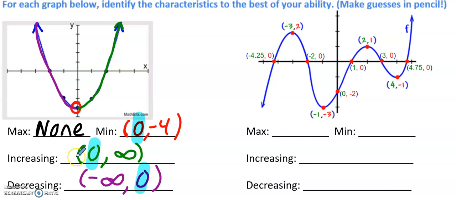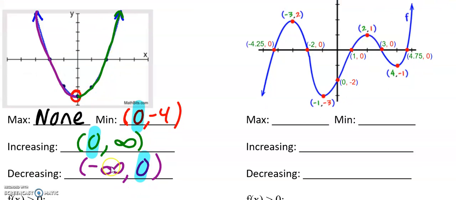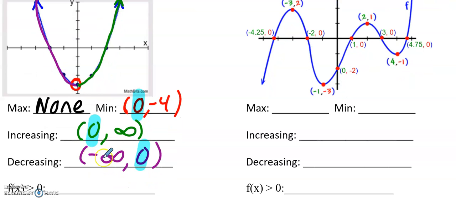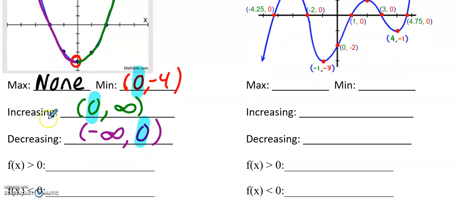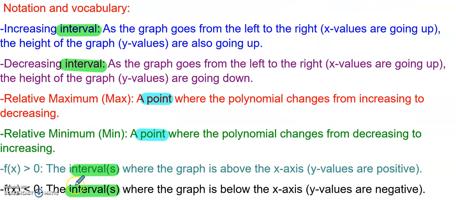So the interval here is representing, remember, increasing and decreasing intervals are always representing x values. So from x being 0 until we go to the right forever, which is infinity, the y values are increasing. From x going to the left forever, which is negative infinity, until we get to an x value of 0, the y values are decreasing or going down. The same is going to be true when we answer these. We are going to answer them with intervals, because remember we highlighted interval.